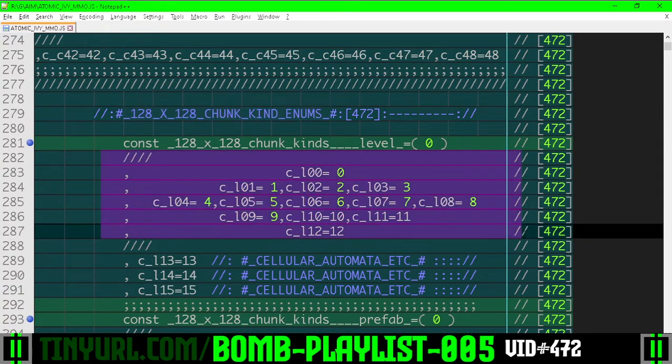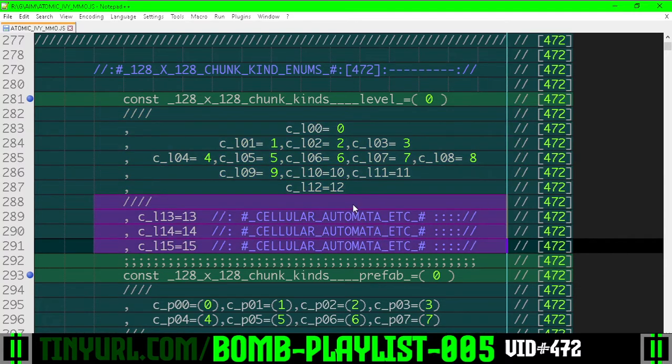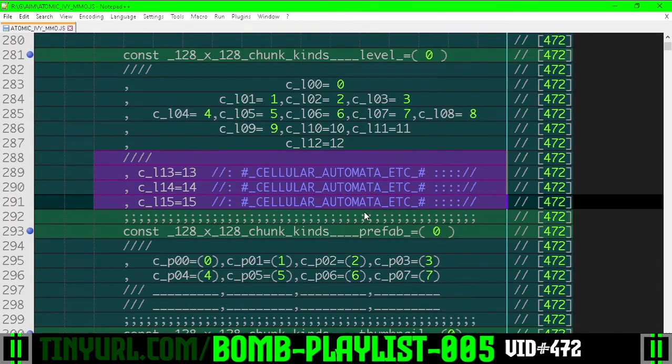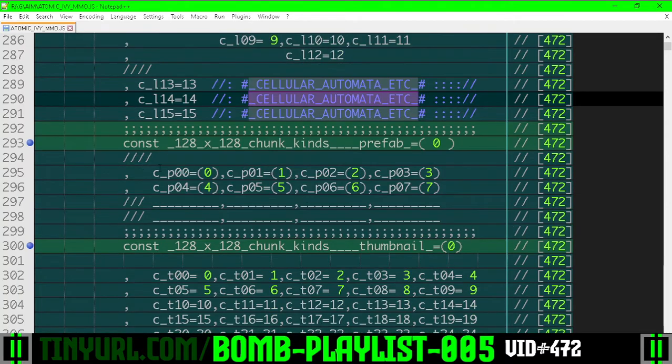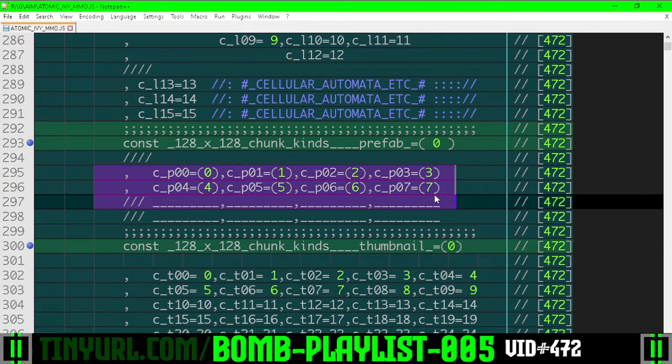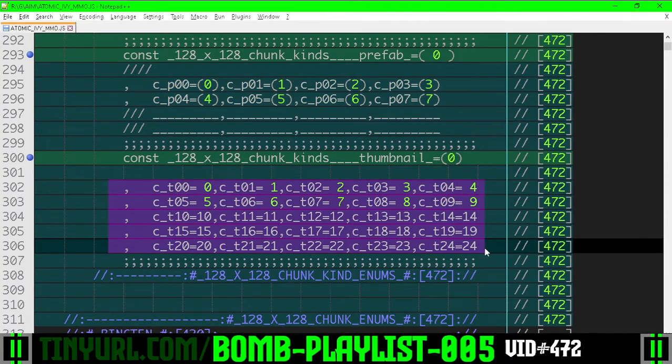These are the 13 chunks for the room data, the level data. And these 3 chunks are for, it's still level data, but it's very specific level data for cellular automata. And here we have 8 chunks for prefabrication data. And then we have a whole bunch of chunks. We have 25 chunks for the preview image in the center.